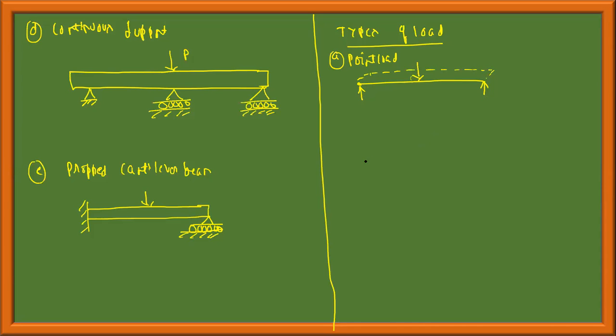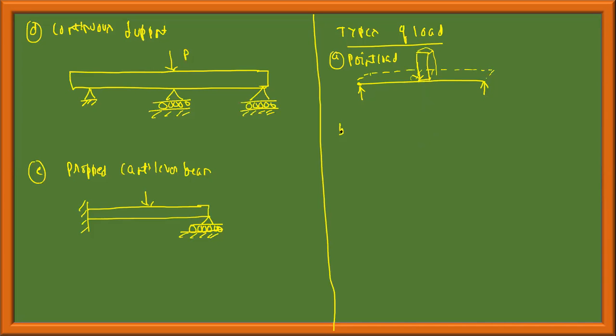For example, if the load is coming from some other column, one more column which is applying the load, assume a multi-storied building or your college. The load is coming from the other column on the beam. This is acting on a small area compared to the entire area of the beam, and it can be considered as a point load.